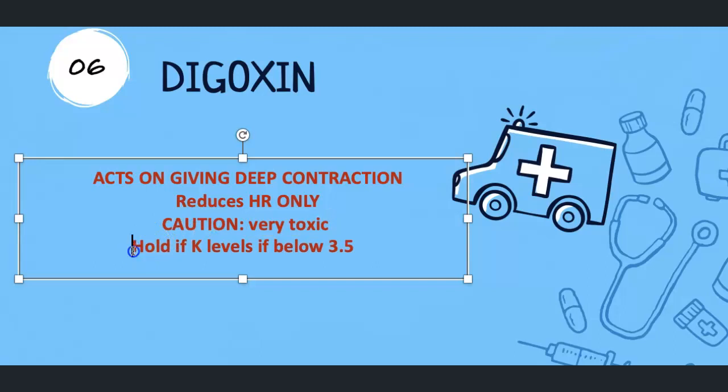One of the things that we have to keep an eye on is potassium levels. If the patient has a potassium level less than 3.5, we have to withhold this medication.